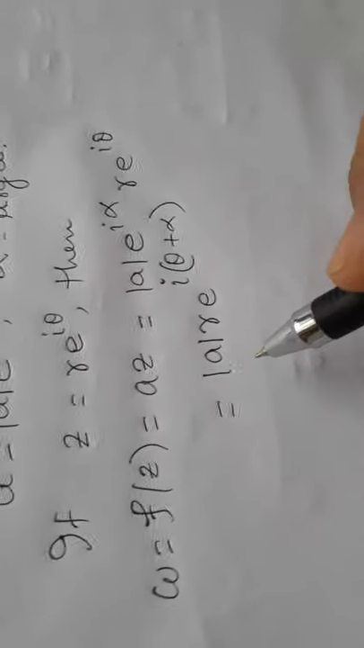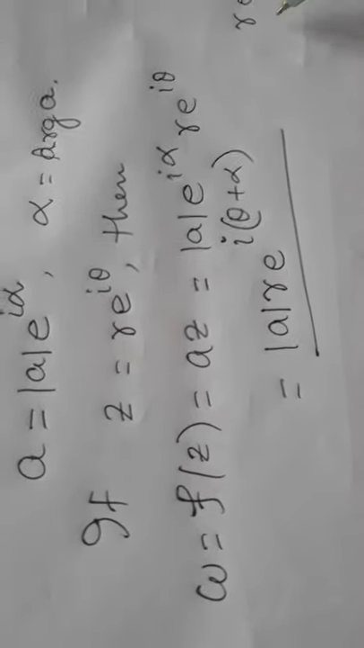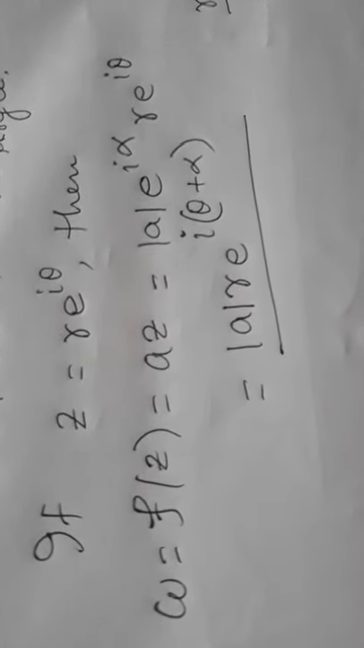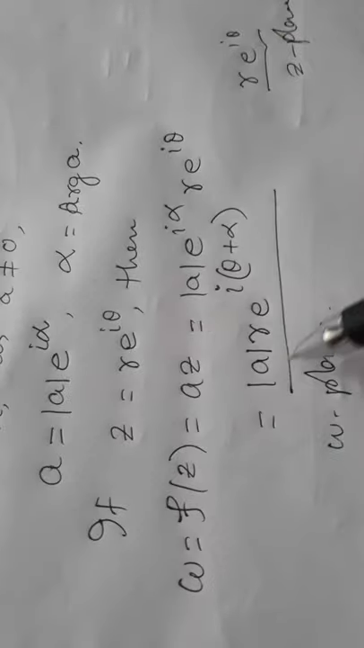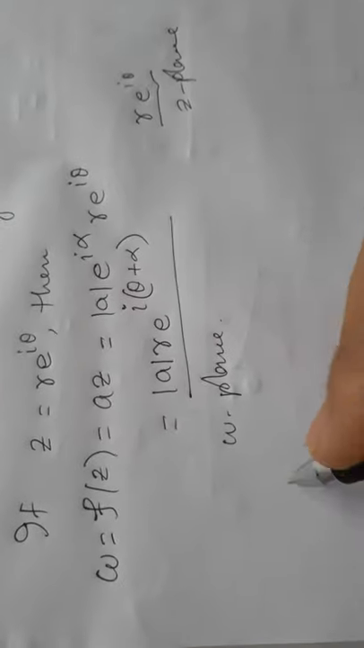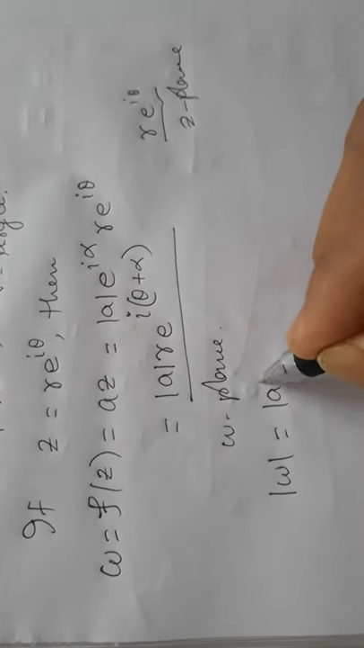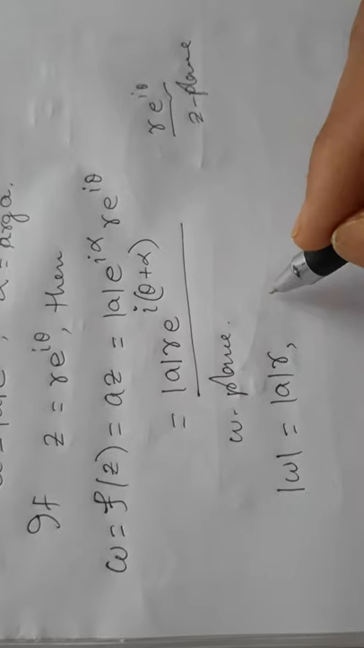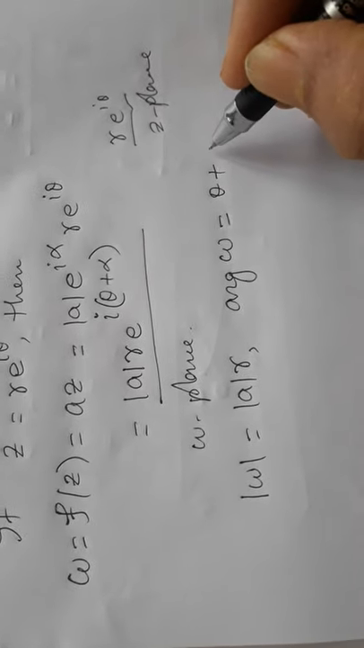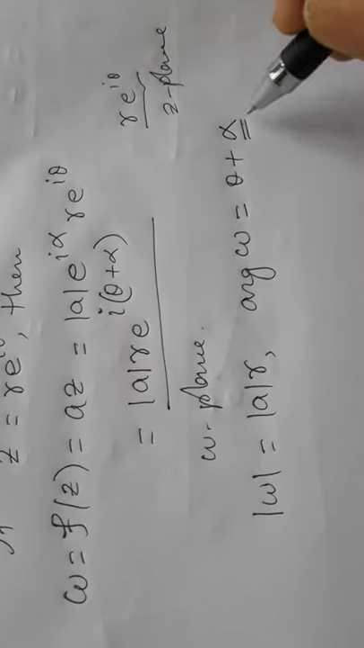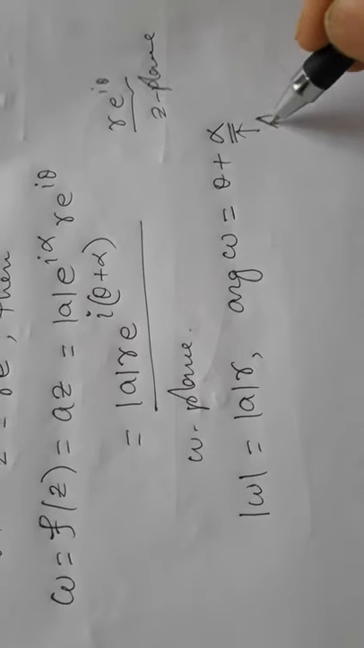Okay. So you see that this is the image of r e to the i theta in the z plane. This is in the z plane and this is in w. So what is the transformation? You see that the new modulus has become modulus of a times r, and the new argument of w becomes theta plus alpha. So this was the argument of a. Let's take the principal argument of a.